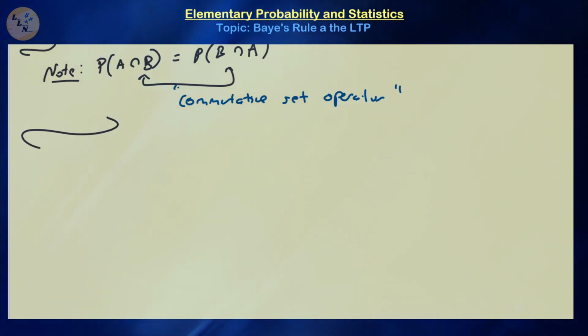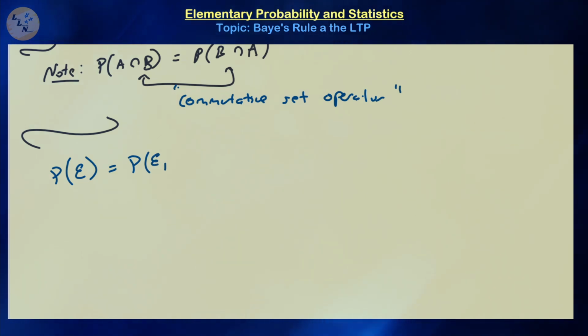So let us put all of these things together. What is the probability of my event space? Well, we've partitioned it, right? So that means it's a bunch of mutually exclusive events. That means it's just going to be equal to the probability of E1 or E2 or E3. Since these are mutually exclusive events, we can just add up these probabilities.